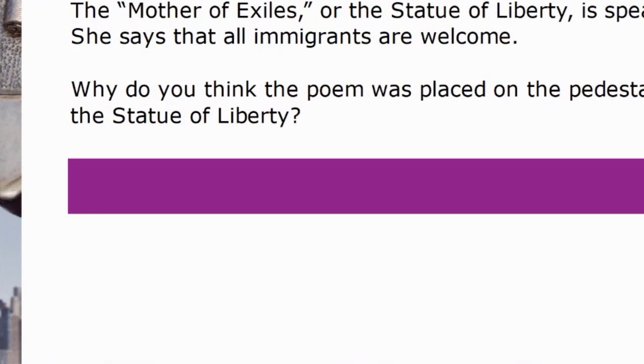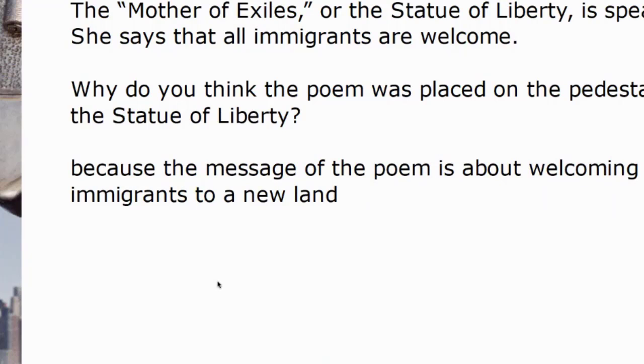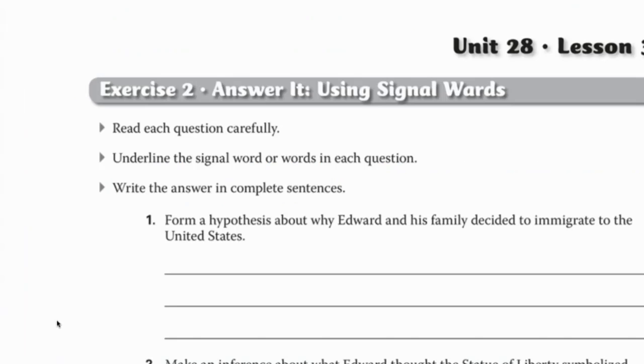Now, why do you think the poem was placed on the pedestal of the Statue of Liberty? I would say the message of the poem is about welcoming immigrants to a new land. Now let's look at the last step in this lesson. I would like you to respond in writing to questions about my first view of Ellis Island. Let's review. If a question asks you to hypothesize, you're going to formulate a possible explanation or speculate.